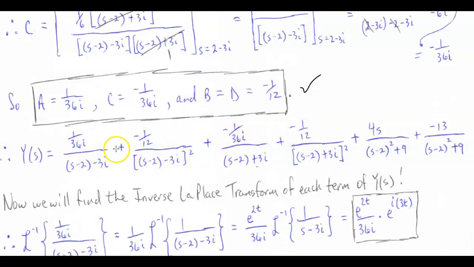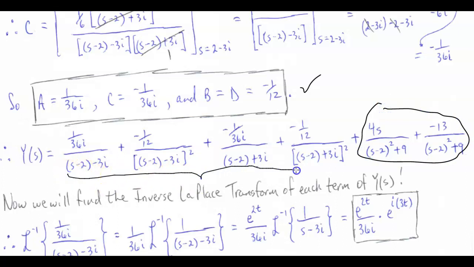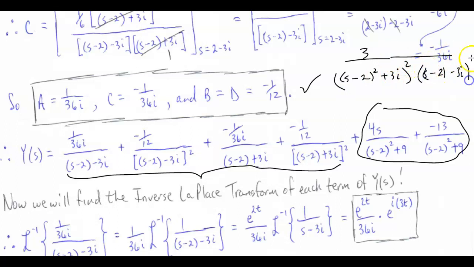And so we went from having 3 expressions to now 6. These were the last 2 that we originally had. And these 4 came from the big one that had the 3 divided by, was it the S minus 2 squared plus 3i squared. And then of course the same thing here, minus 3i squared. Okay, so all that was what these 4 terms end up being.